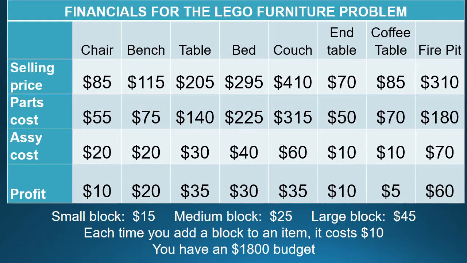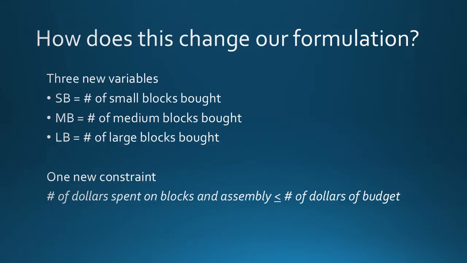Well, the first thing is I'm going to have to know what my selling prices are. And I've told you them here. I can figure out parts and assembly cost and work out what the profit is for everything, and it turns out these profits are exactly the same as the ones that we used on the first day of class. But things are different because now I have to buy blocks and use them. So I'm going to need to make some new variables. How many small blocks and medium blocks and large blocks do I buy? And I'm also going to have a new constraint. I can't spend more money than the amount of money that I've got, which I just told you is $1,800.